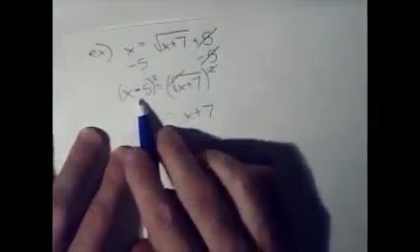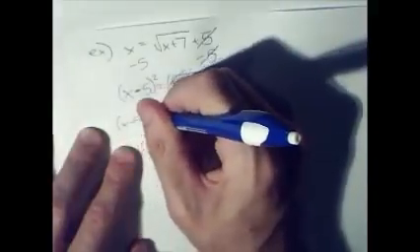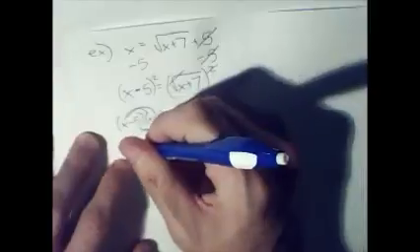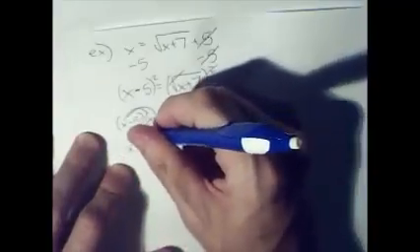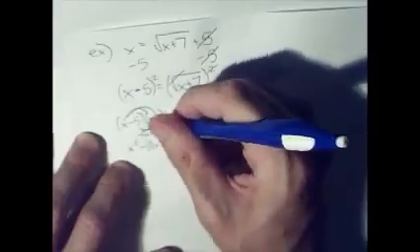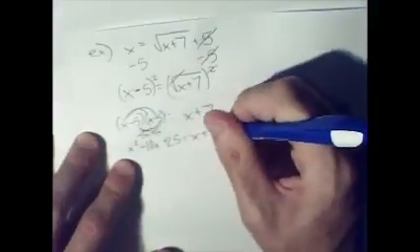Meaning, if I have x minus 5 squared, remember what that means is x minus 5 times x minus 5. FOIL it on out: x squared, I end up with a minus 5x, giving me a minus 10x, plus 25 equals x plus 7.